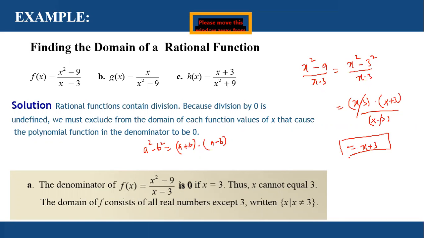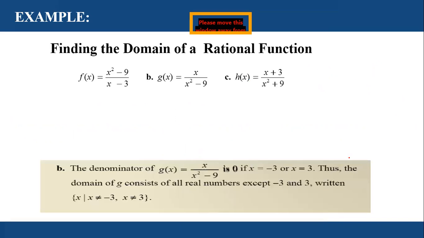Next, B, the second part, we have x divided by x square minus 9. So we cannot simplify this one. This is already in simplified form because we cannot take a common factor between numerator and denominator. So in this function, g of x, f of x is equal to x divided by x square minus 9.